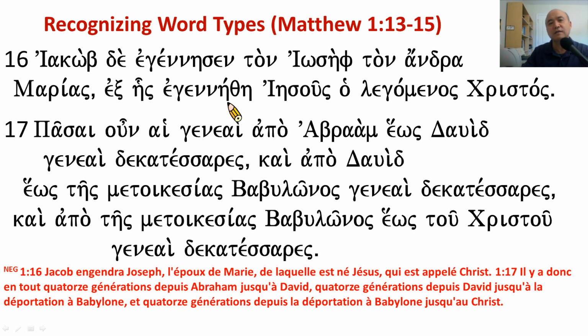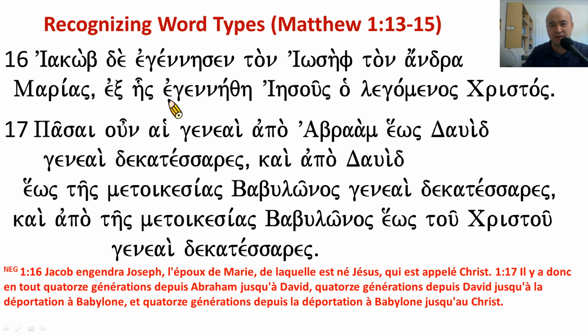Egennethe, you have never seen this. Egennesen, you have seen that many times. He gave birth. He bore. That was the verb. In this case, egennethe, I know this te by the ending. I know this is in passive form. Egennethe, someone was born. Jesus, okay, here is the subject. Jesus was born through whom? Through Marias. Jesus was born.